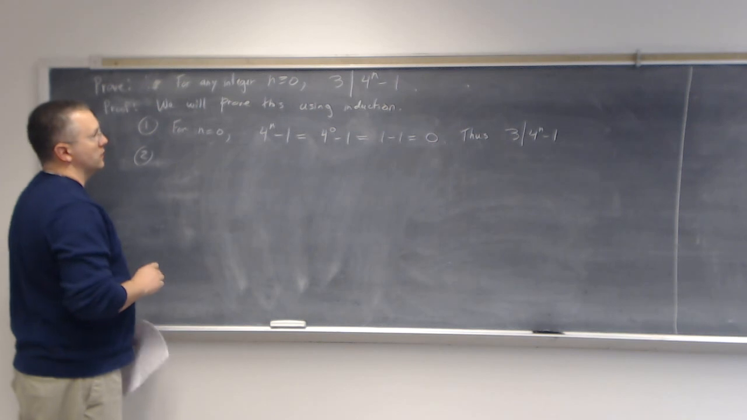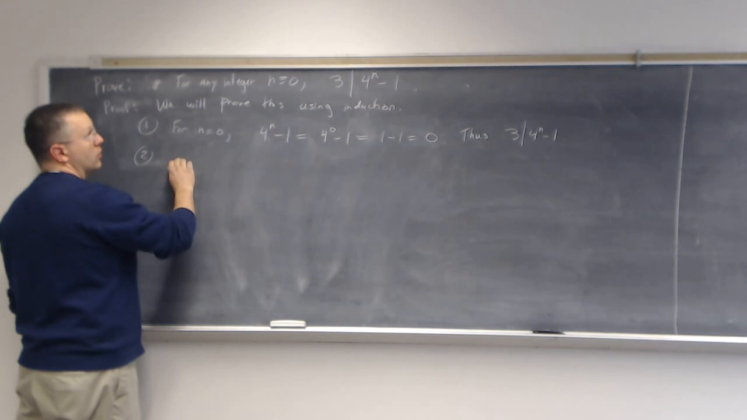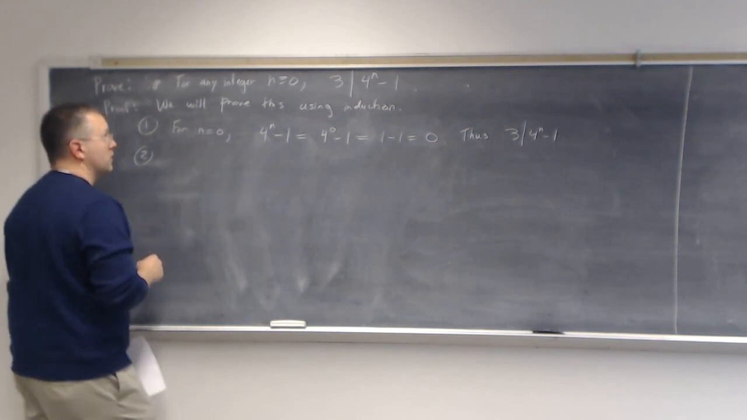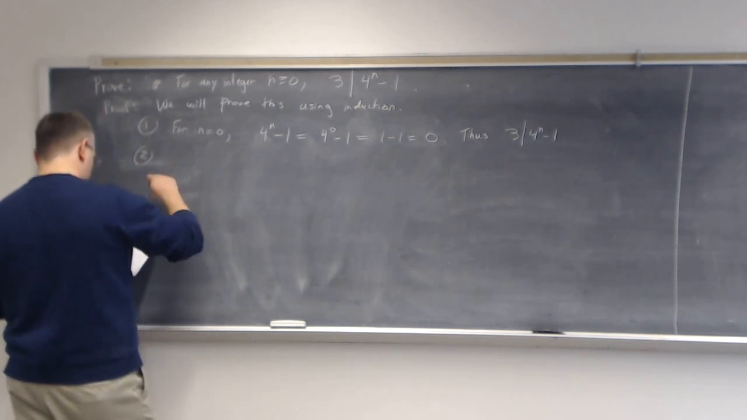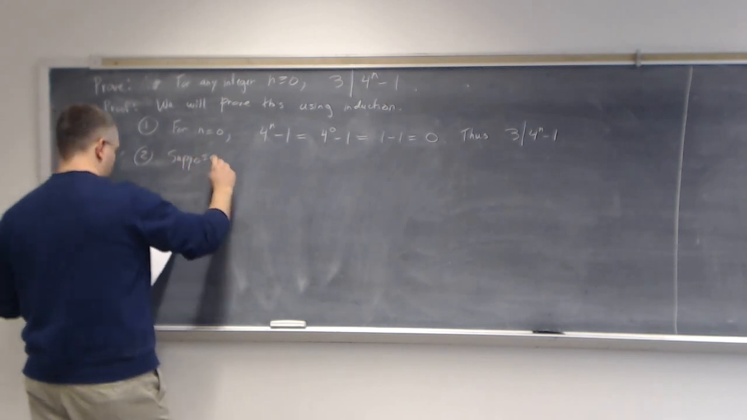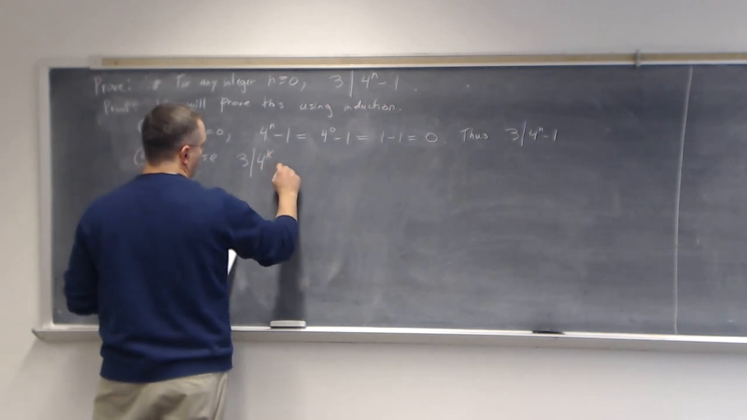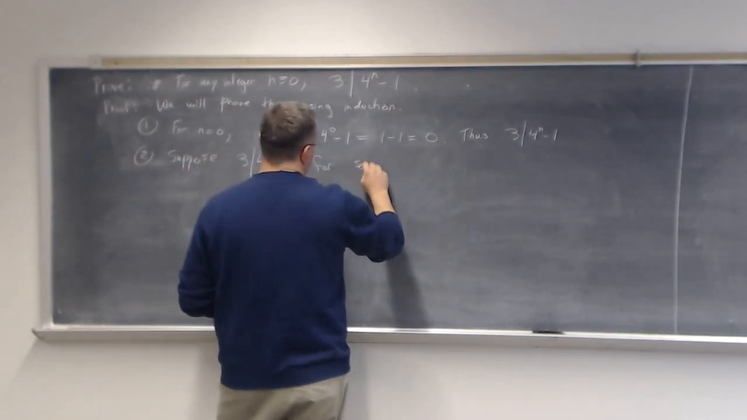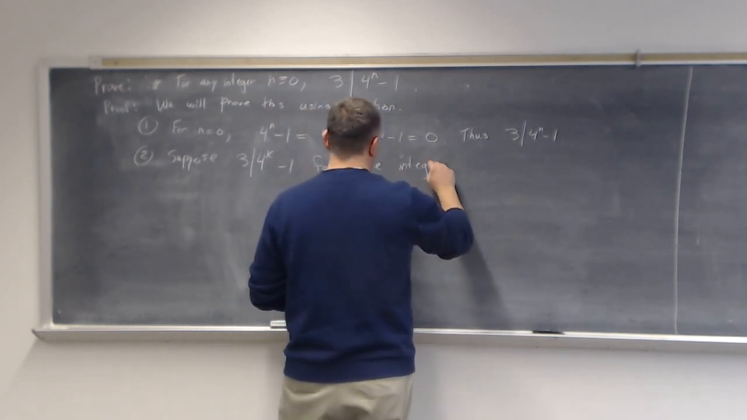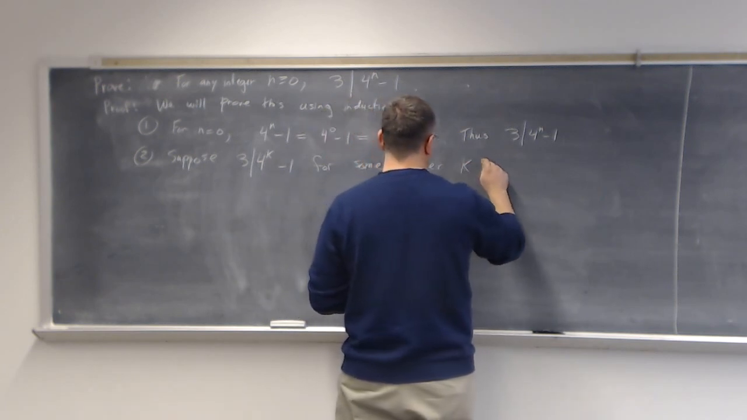Let's do the inductive step. So we're going to assume that the statement is true for some positive integer. So suppose 3 divides 4 to the k minus 1 for some integer k, for n equals 0.